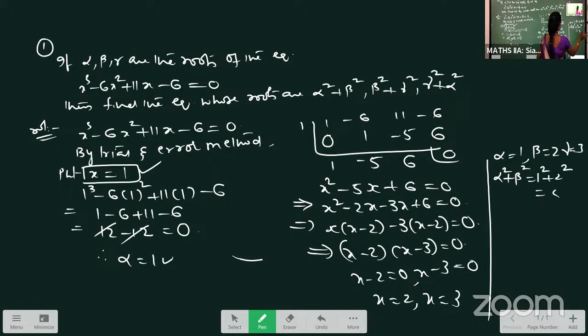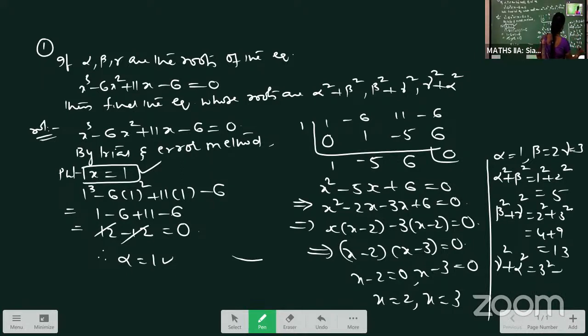So we are getting here 5. Next, beta square plus gamma square, 2 square plus 3 square, that is 4 plus 9, that is 13. Next, gamma square plus alpha square, that is 3 square plus 1 square. So 9 plus 1, that is 10. Then what will you do with them?